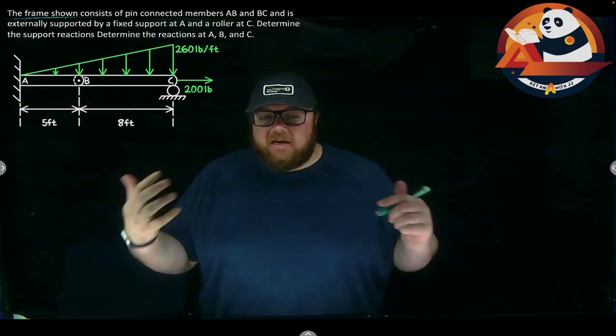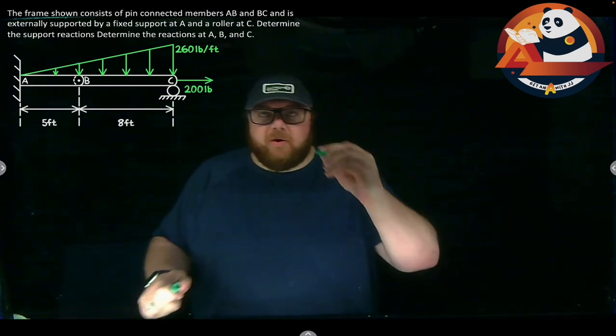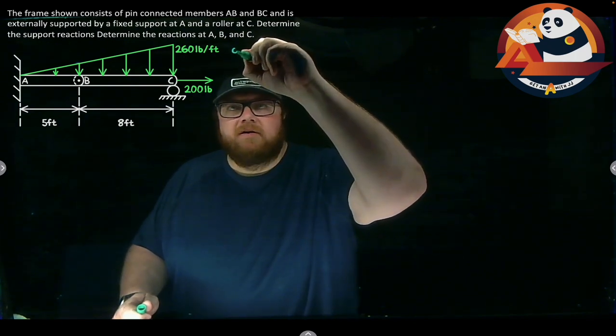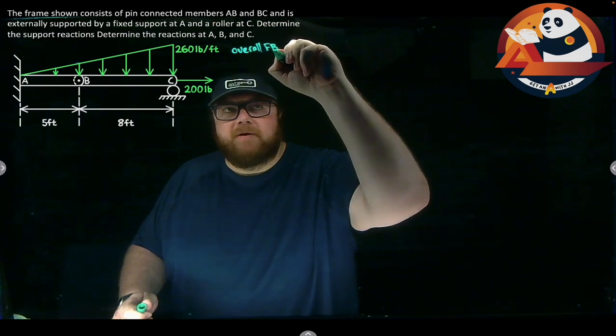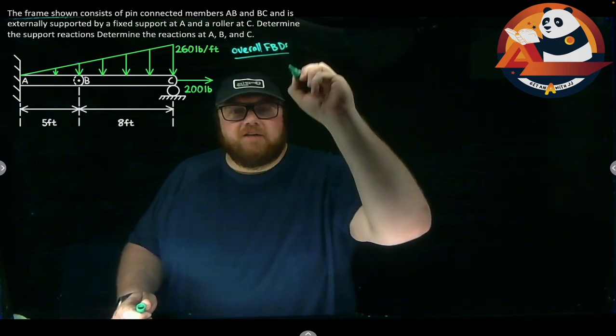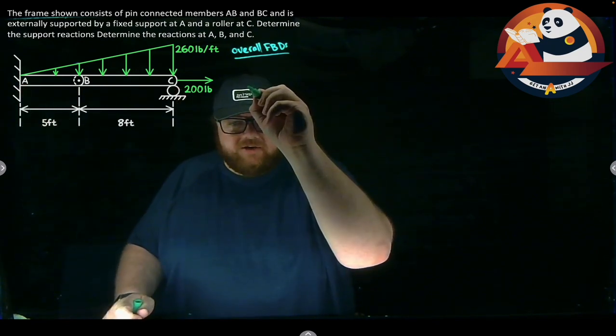If I'm finding reactions, I know I need equilibrium equations. If I'm applying equilibrium, I need to have free body diagrams to go with this. So let's start out and just draw a real quick overall free body diagram, our overall FBD. If we start there, we're going to have just a straight line that goes from A all the way out to C.